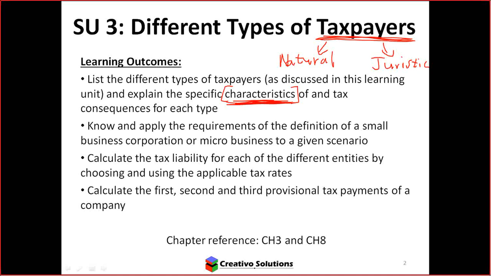Something as simple as VAT. VAT is now 15% instead of 14%. VAT didn't actually change much, it's just the rate. But now all the textbooks are going to have to change for next year because the new rate is 15 instead of 14. So things like that, minor changes. So just be aware of that.